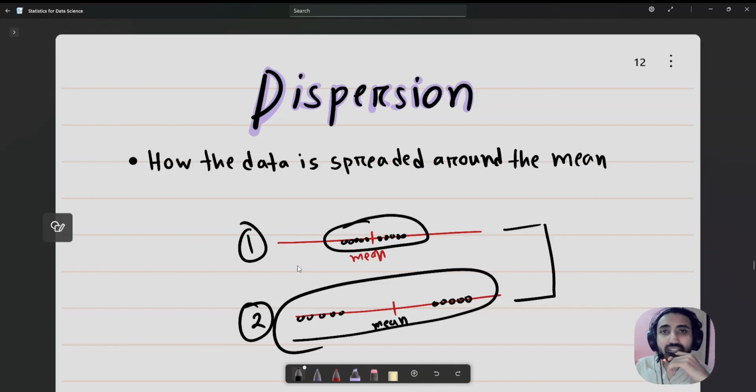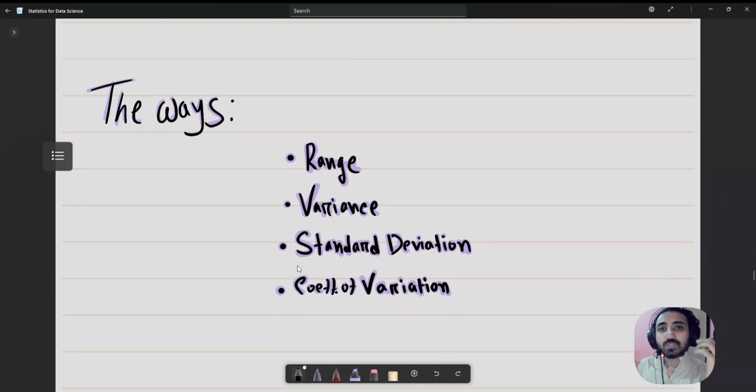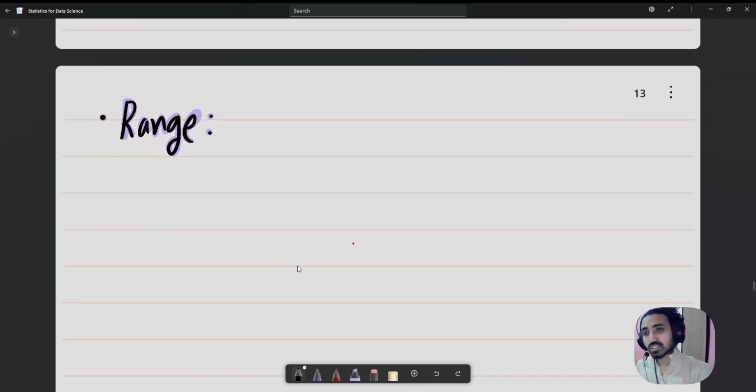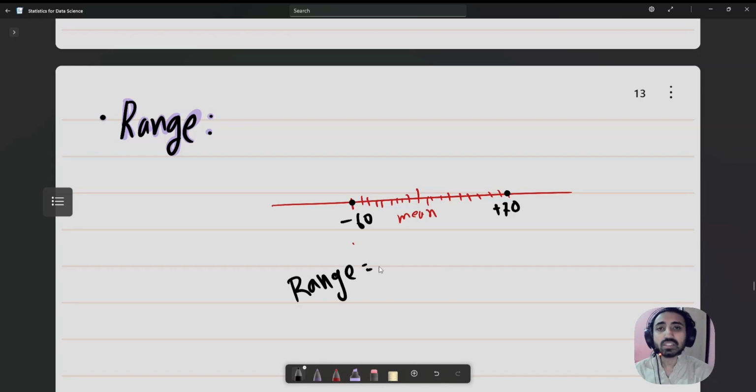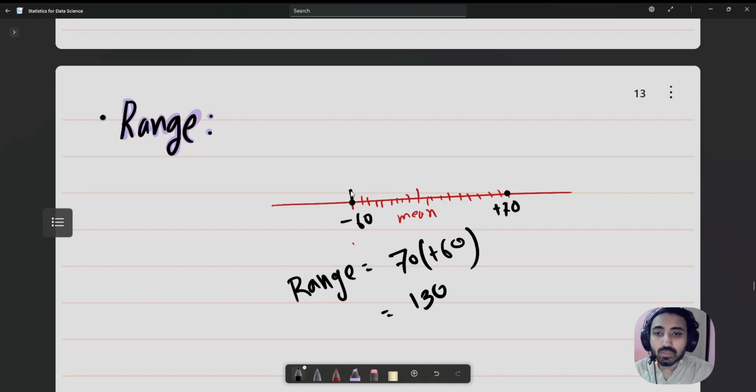And we can measure dispersion in 4 ways. That is range, variance, standard deviation, and coefficient of variation. Let's see what is range. Think of this as a data set. Let's say this is the mean and these are the data. Let's say the maximum value of this is 70 and the minimum value of this is minus 60. So what the range will be, the difference between the maximum and minimum value. This will give us 130. So what this means is, the data is spread within 130 units.